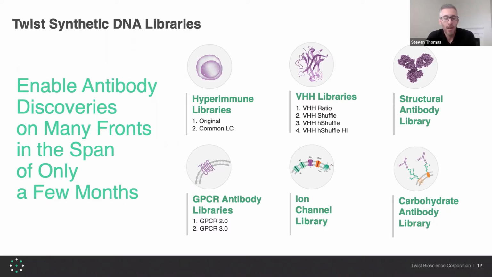And then we have a variety of target class specific libraries. As we'll get into, this diversity has been carefully tailored to bias it towards a particular target class. I'll talk in great detail about the GPCR antibody libraries 2.0 and 3.0, but the same general design premise would extend to our ion channel and carbohydrate libraries as well.